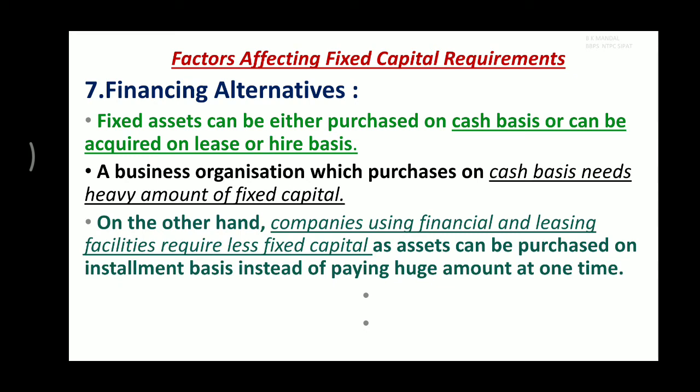So a business organization which purchases on cash basis needs a heavy amount of fixed capital. Example NTPC, because a thermal power plant is not available on lease most of the time. There you have to erect the whole project. You have to pay in cash for most of the things. On the other hand, a company using financing and leasing facilities requires less fixed capital, as assets can be purchased on installment basis instead of paying a huge amount at one time.